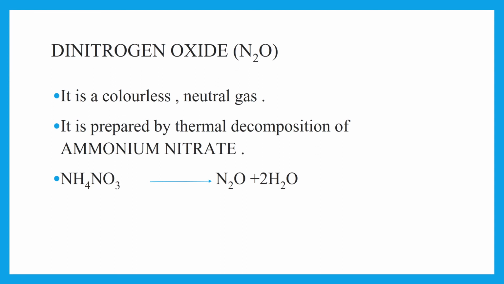Now coming to the different oxides of nitrogen. Due to its anomalous behavior, nitrogen forms a variety of oxides. First one being N2O, which is otherwise known as dinitrogen oxide. Dinitrogen oxide also has the name laughing gas or nitrous oxide. It is also named as nitrogen 1 oxide. It's a colorless neutral gas and it is prepared by the thermal decomposition of ammonium nitrate.